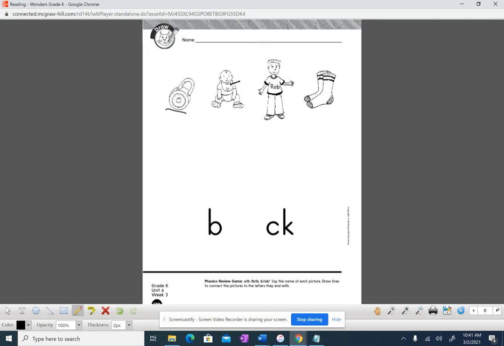So our first picture is a lock. Lock ends with the CK sound. Bib begins and ends with the B sound. Rob ends with the B sound. Sock ends with the CK. So lock and sock end in CK, and bib and rob end with the B sound.